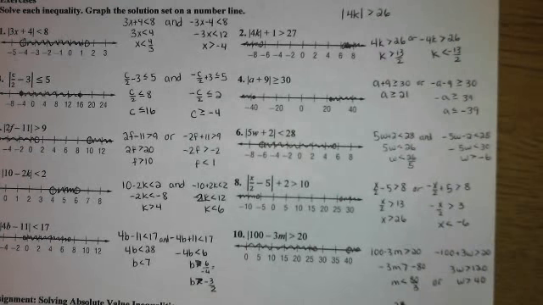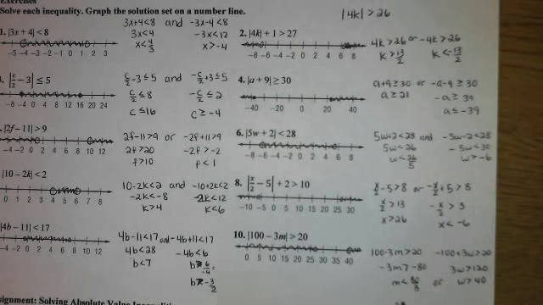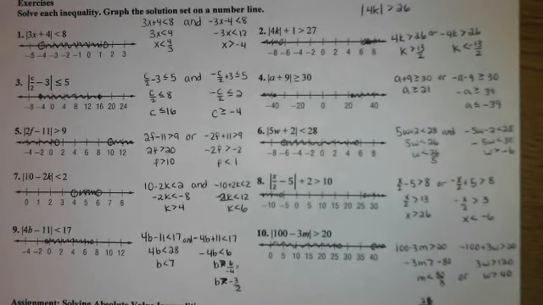And finally, for number 10, you should have gotten that w was lower than 80 thirds or w is greater than 40. If you think that you got the lesson, great.